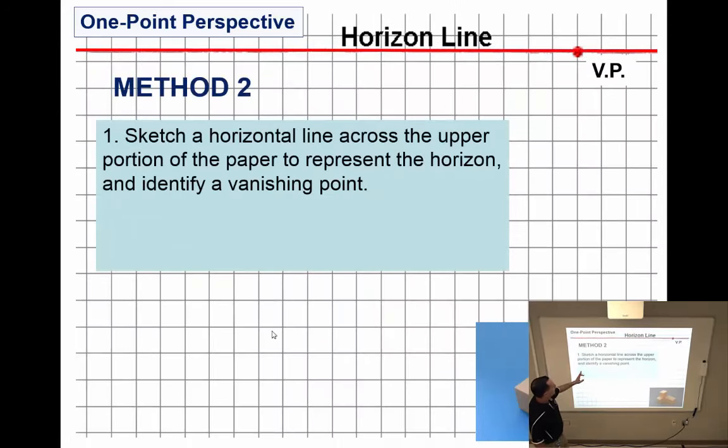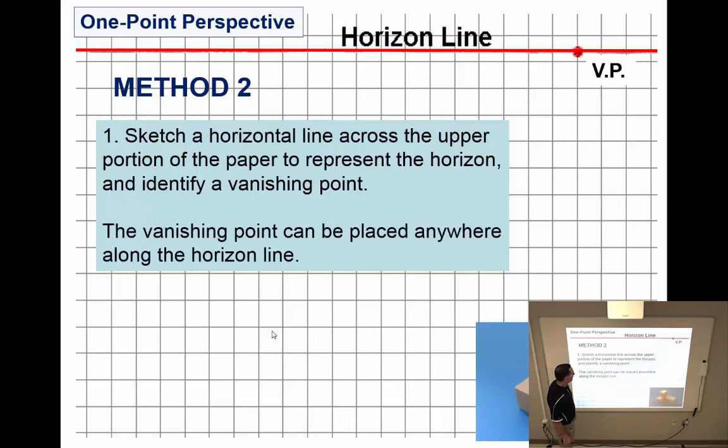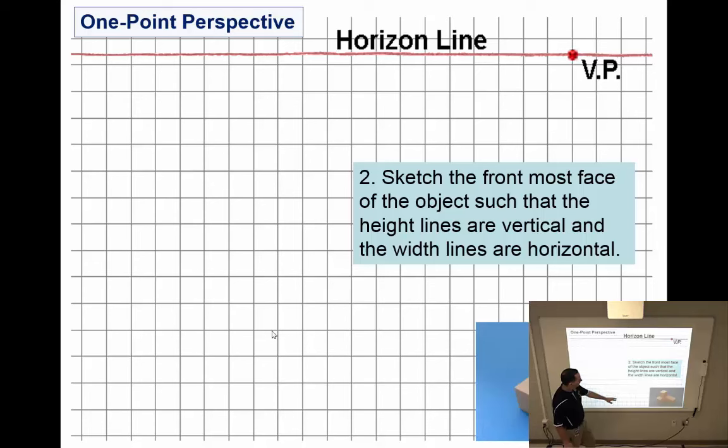Okay. Second method would be to deal with individual surfaces rather than the entire box at one time. So again, I'll put my horizontal line to represent my horizon, and I'll pick where the vanishing point's going to go. Then I'm just going to concern myself with this front surface. So this one individual face is going to be the starting point for my drawing. In this case, I did it with object lines because I know it'll be part of the final drawing.